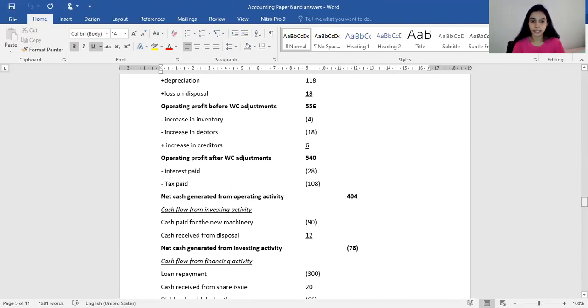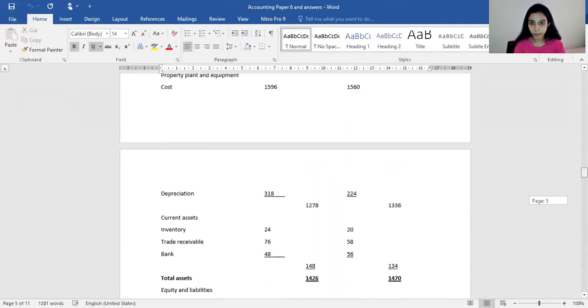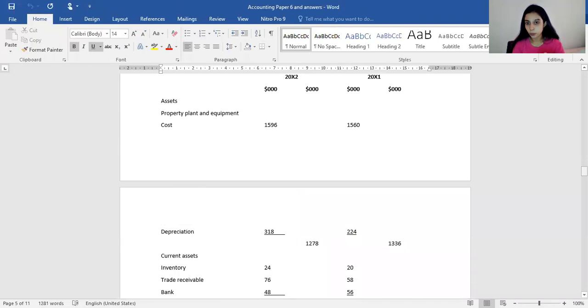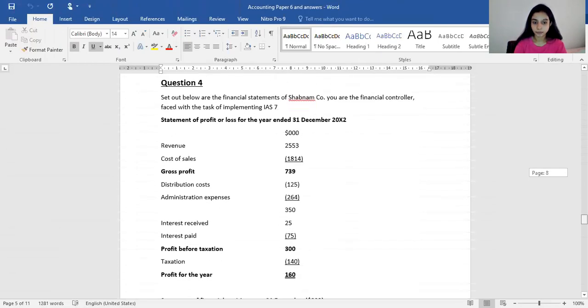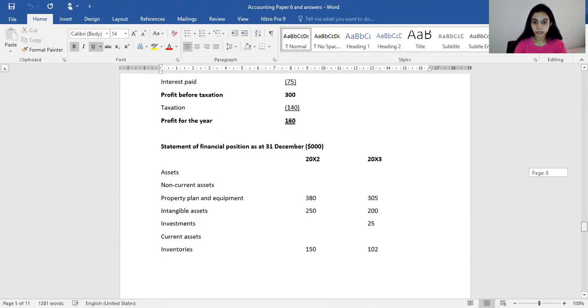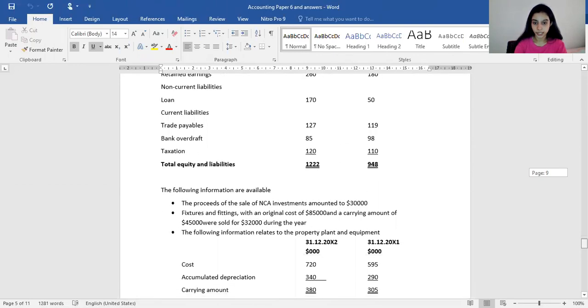By looking at the answer, I can say the cash paid for the new machinery is 90. So when you prepare the T account by putting the opening balance as 1,560 and closing balance as 1,596 and debiting it with 90, that would give you the answer. So you just have to put this amount as 90, new purchase as 90.